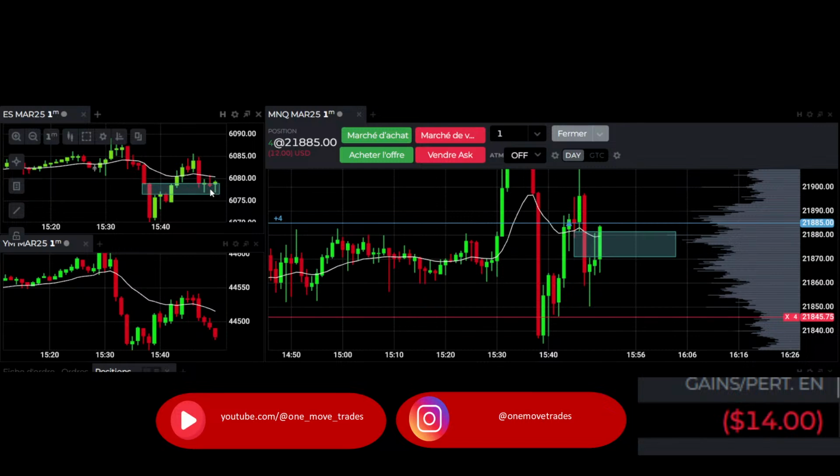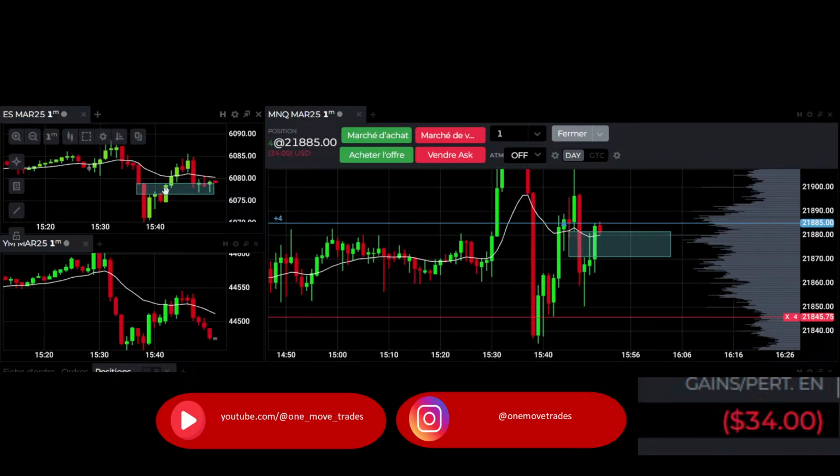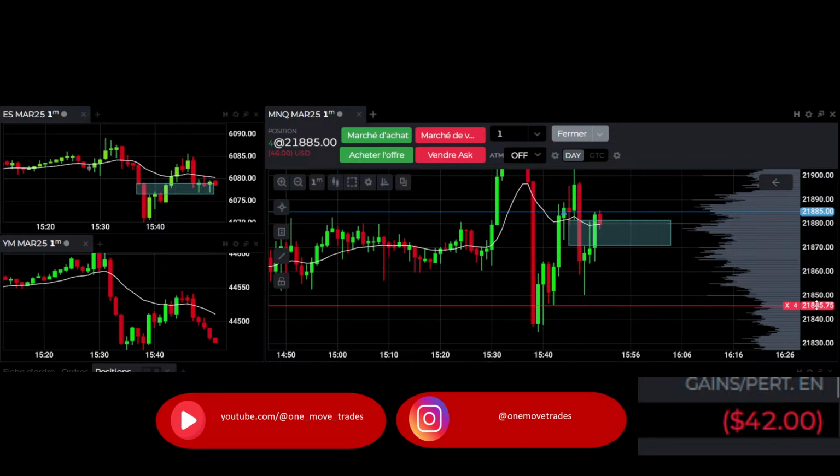So I think we will see some rejection from this area, and we did close above it, so I will move my stops under this candle. If we respect this area, we will respect it. If we break it, so it will be it.